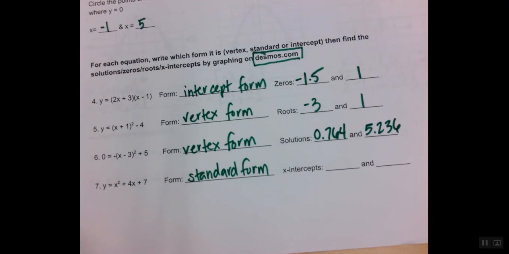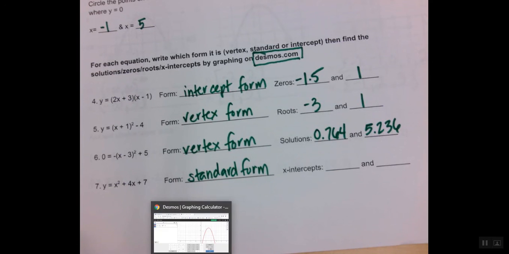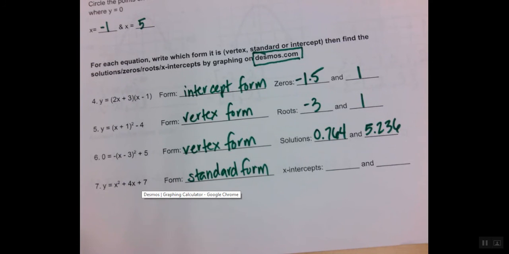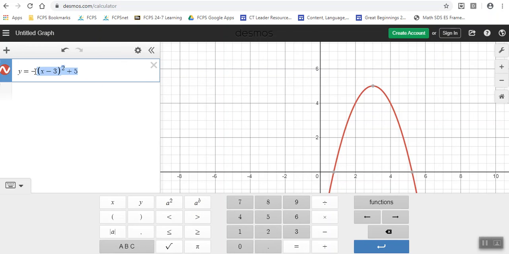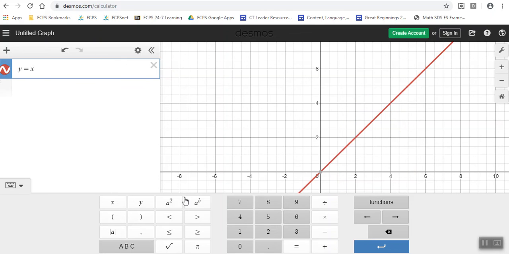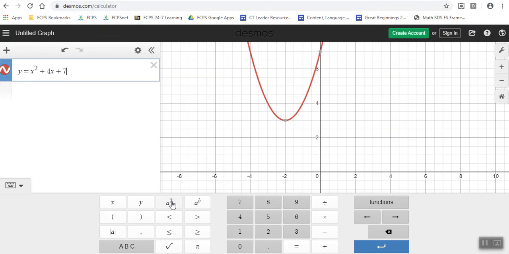And then what happened with the last one? The last one was different because why? It didn't touch the x-axis. Good, let's look at it just to make sure. But I believe that Destiny is right. So it's x squared plus 4x plus 7.